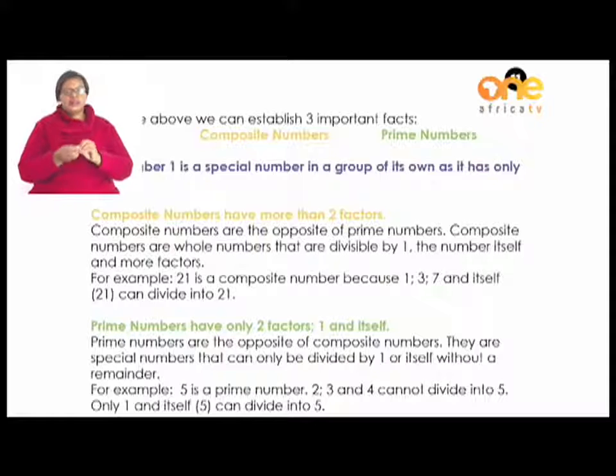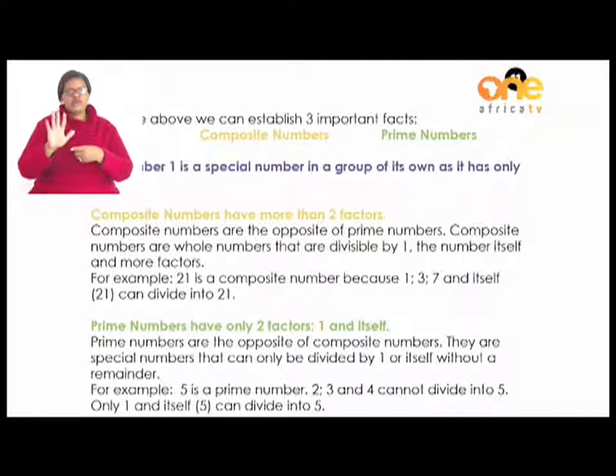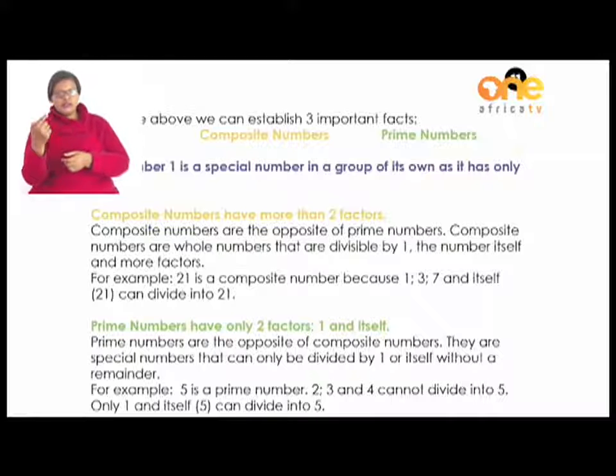What is a prime number? It says that a prime number only has 2 factors, 1 and itself. It continues to say that prime numbers are the opposite of composite numbers. They are special numbers that can only be divided by 1 or itself without a remainder. For example, 5 is a prime number. 2, 3, and 4 cannot divide into 5. Only 1 and itself can divide into 5.